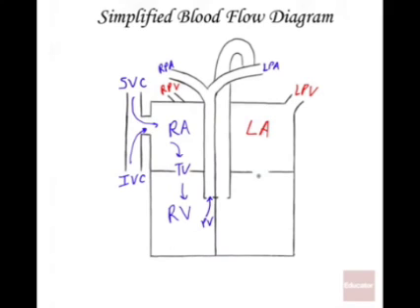And remember, this one's not tricuspid like over here. It only has 2 cusps. So this is the bicuspid valve, also known as the mitral valve. And down here is the left ventricle. This is the largest chamber in the heart.